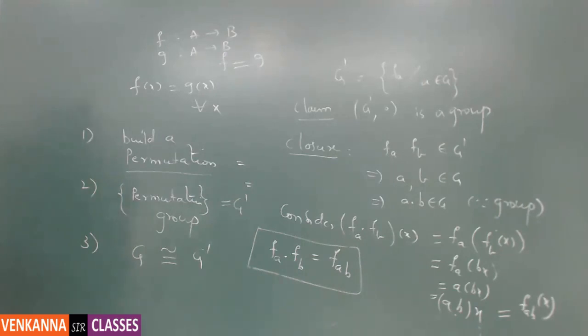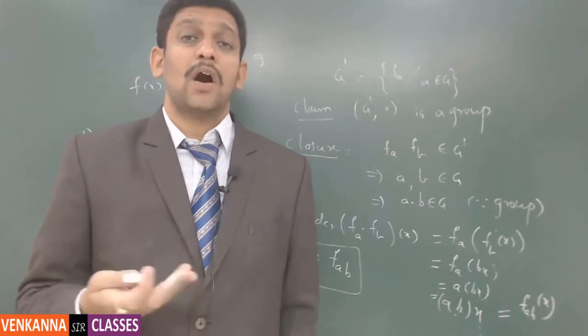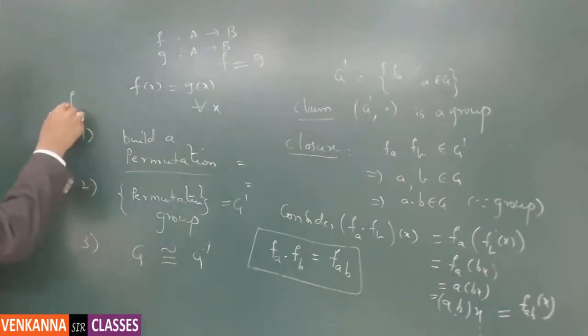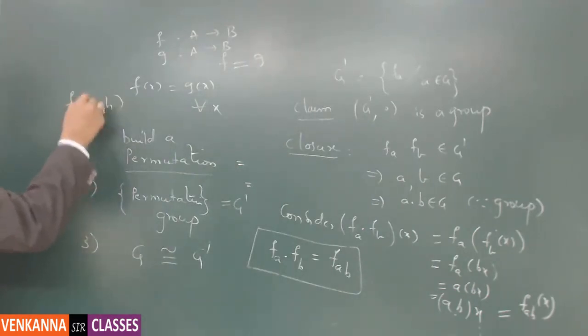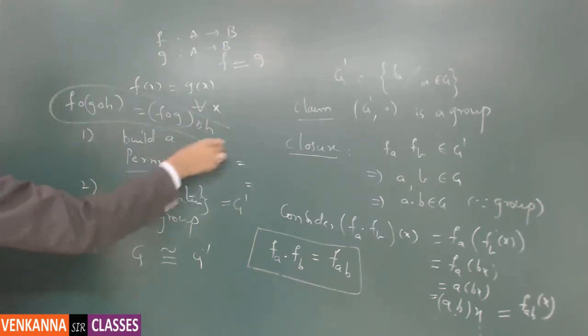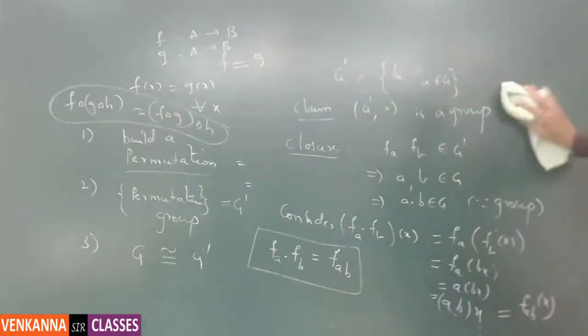Right. And closure law is verified here, and there is no need to verify associative law. Why? Because composition of mappings is always associative. So you can say that (F circle G) circle H is equal to F circle (G circle H). It is true for any functions. So here there is no need to verify associative law. So I just need to go for two things, that is identity and inverse. Let us verify them.